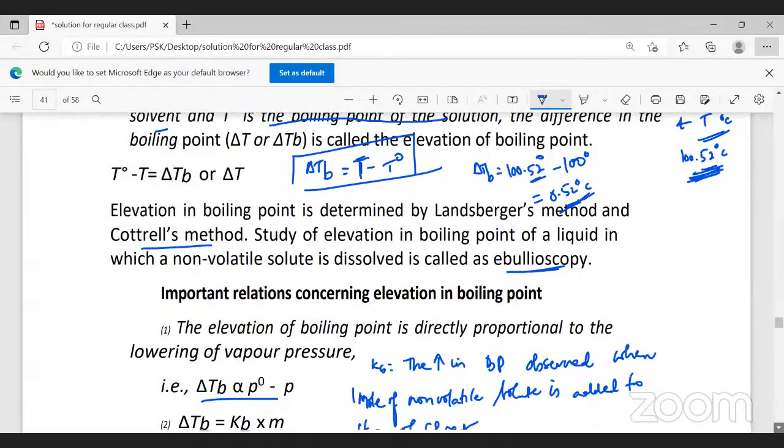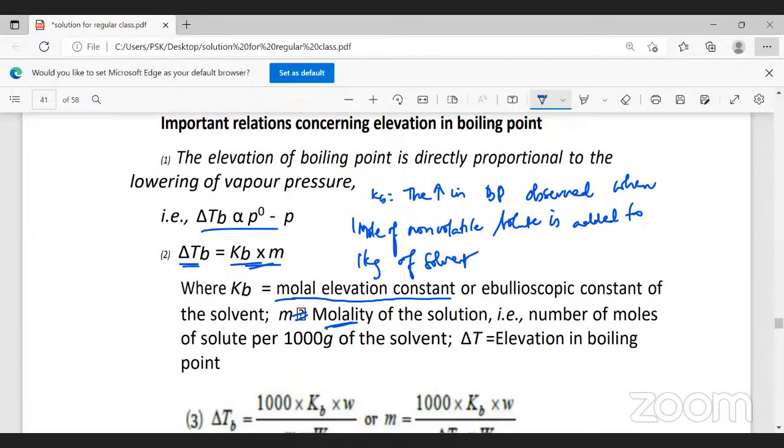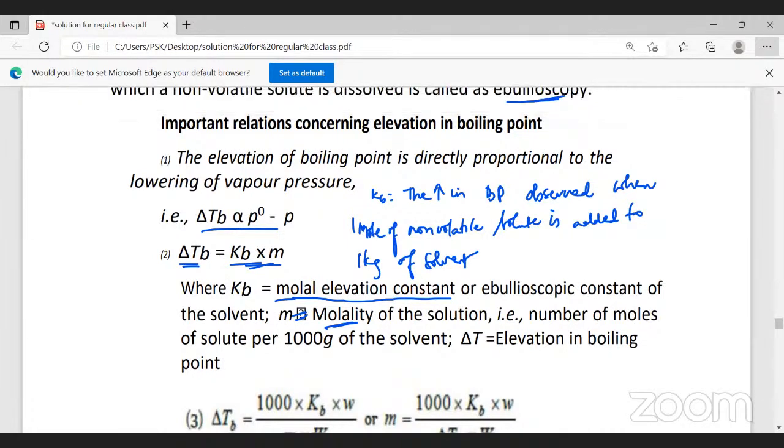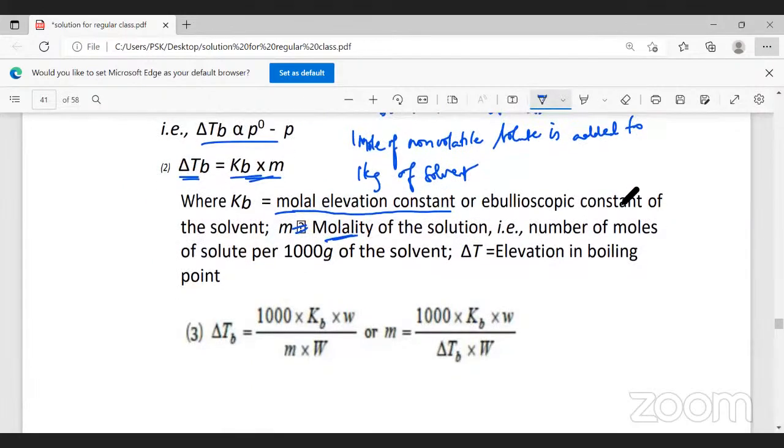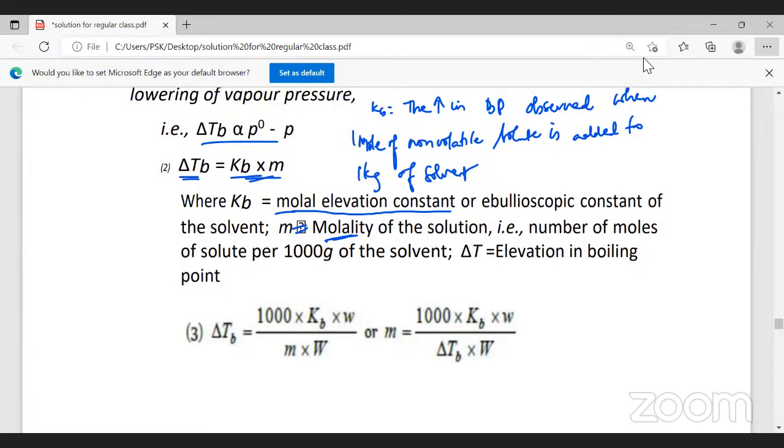This molal elevation constant varies from solvent to solvent. So for water it is 0.52 degrees. For benzene it is 2.53 degrees. So it depends upon the solvent. Did you understand what is the molal elevation constant and the relation between molal elevation constant and elevation in boiling point? These two formulas, can you remember? Students, can you remember? Can you hear me?